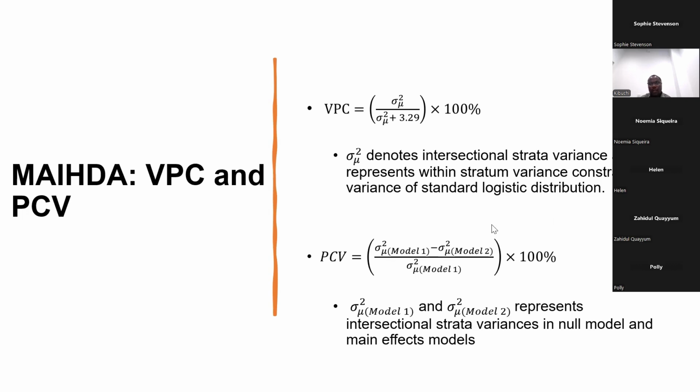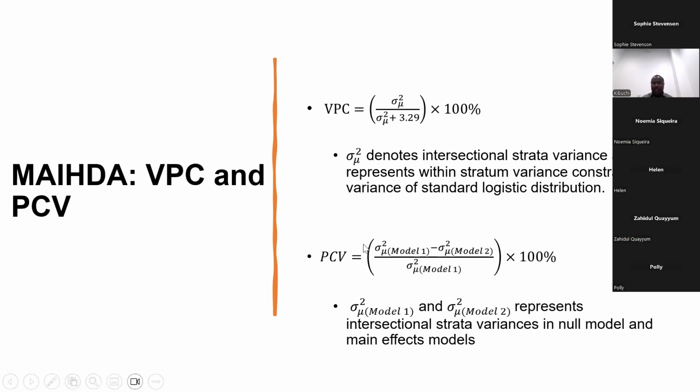And this is PCV, which is the random variance for model 1 minus the random variance for model 2, divided by the random variance for model 1, times 100, which I explained previously. These are the formulas, but you do it directly with the statistical software, so you don't have to worry about it. The most important thing is to understand what they actually assess.